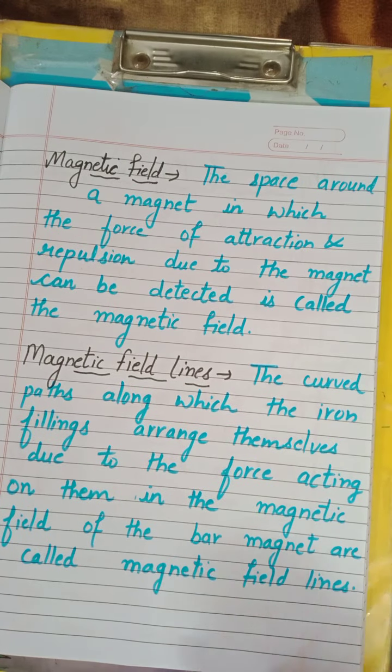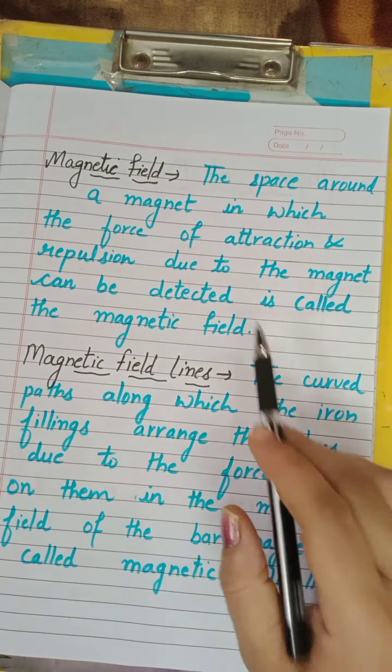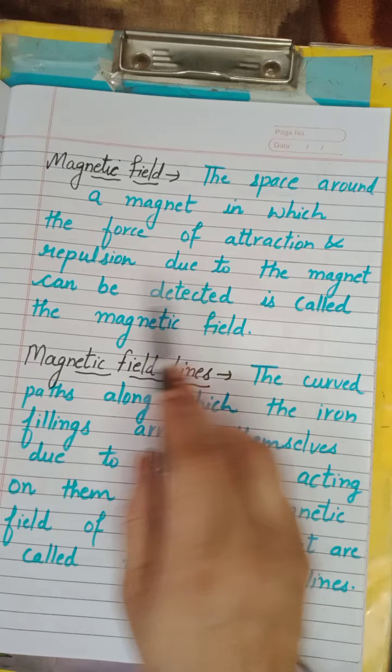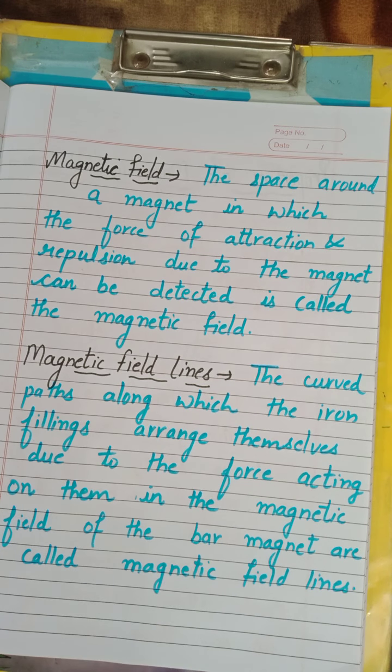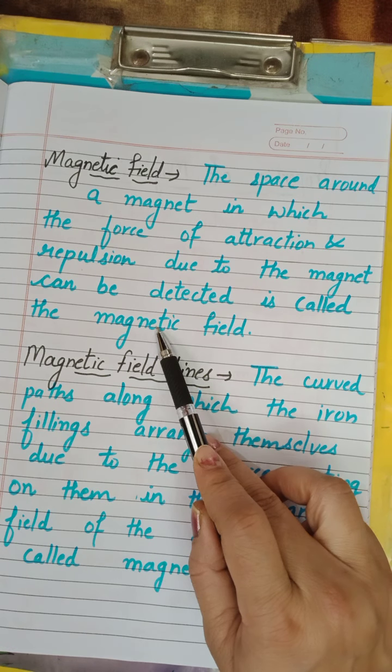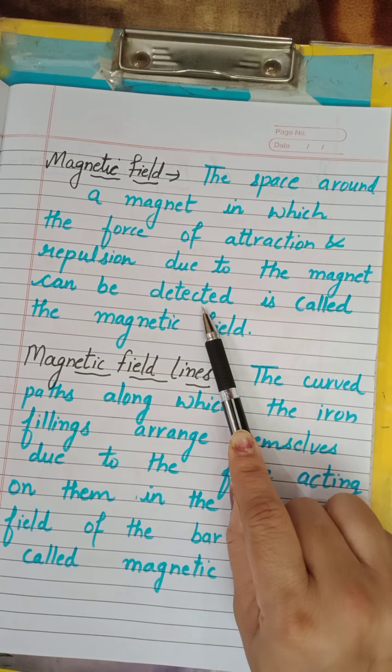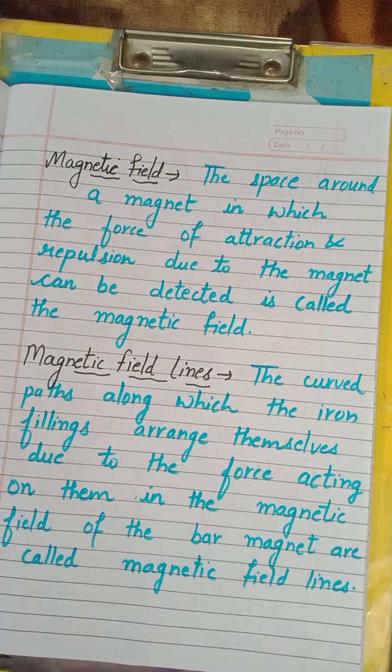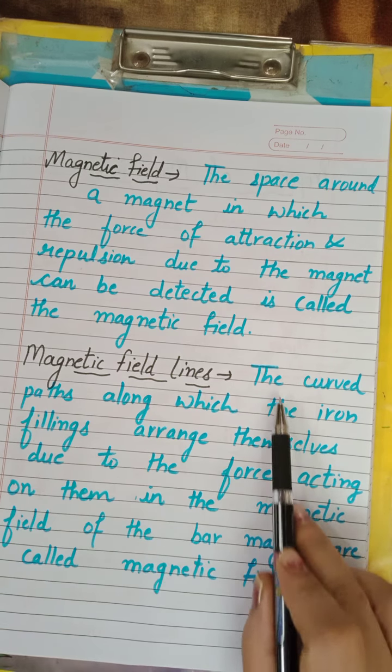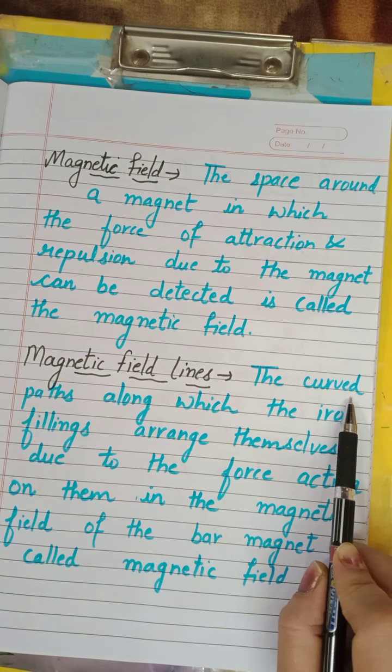Magnetic field is the space around a magnet in which the force of attraction and repulsion due to the magnet can be detected. So वो space जहाँ तक आपकी attractive और repulsive forces influence हो सकती हैं, वो feel हो सकती हैं, या वो detect हो सकती हैं, that region is known as magnetic field. Then what are the field lines? The curved paths along which the iron filings arrange themselves.